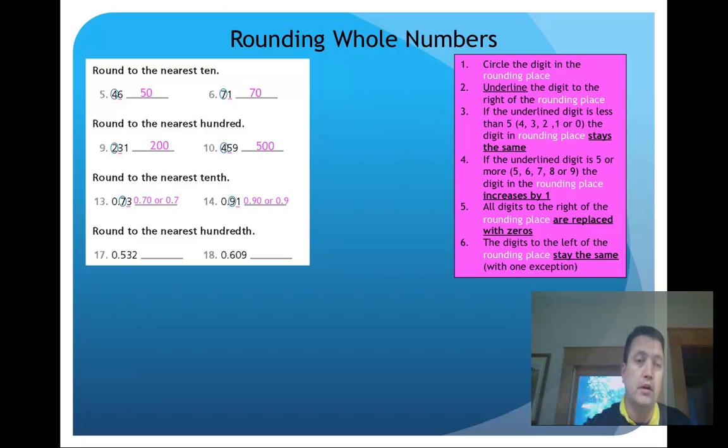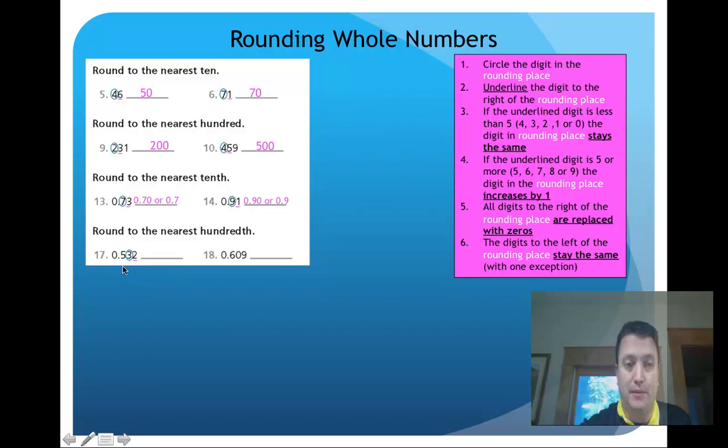So how about the hundredths place? So now I'm going to move over to the right for the thousandths place. So we'll circle that 3 because it's in the hundredths place. We'll underline that 2 because it's in the thousandths place. That 2 tells me that that 3 is not going to change, okay? And you'll notice the number to the left this time.